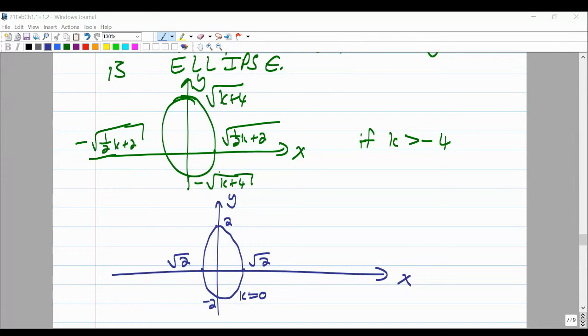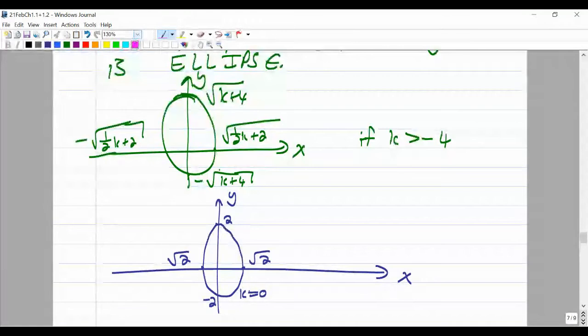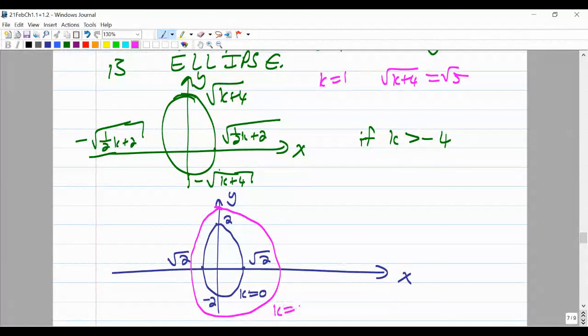Yeah, let's do one. I'm going to do it in pink. So if k is 1, then the root of k plus 4 becomes the root of 5. So it looks kind of like this. The pink is when k is 1. So now this point is root 5. Do you see I care where it cuts? That's minus root 5.